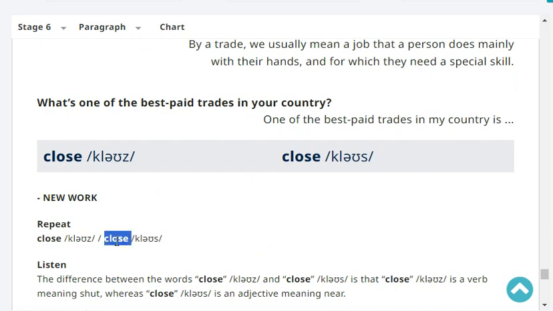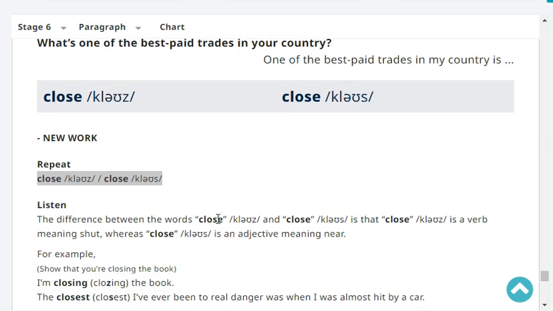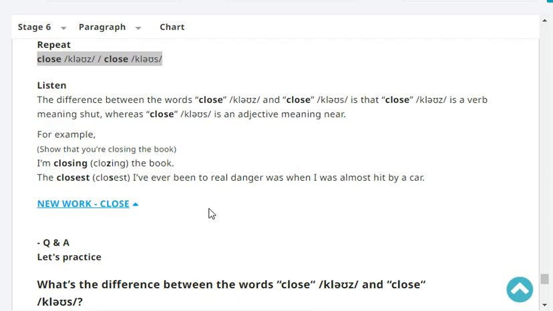Next, repeat clothes. Clothes. Very good. Okay, listen. The difference between the words close and close is that close with a Z is a verb meaning shut, whereas close with an S is an adjective meaning near. For example, I'm closing my hand. The closest I've ever been to real danger was when I was almost hit by a car.